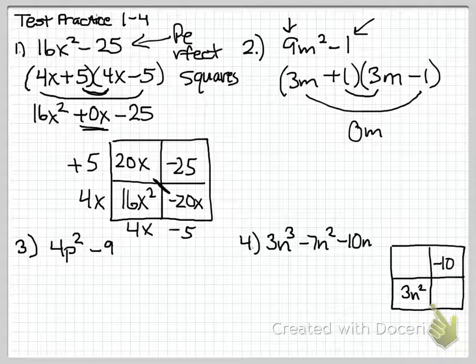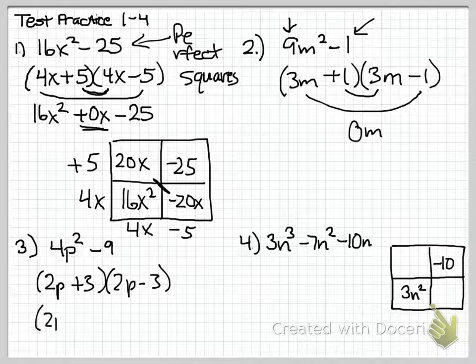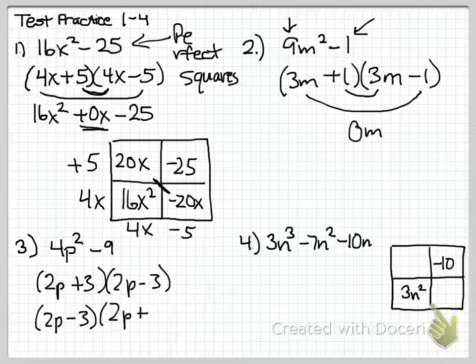Looking at number 3, we have 4p squared minus 9, and 4 and 9 are perfect squares. That means this can factor into 2p plus 3 and 2p minus 3. And there's always the question of, can you have the 2p minus 3 in front? Yeah, that's perfectly fine. You can have the answer as this as well.